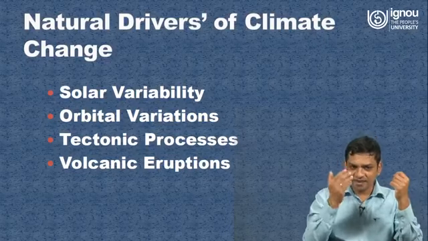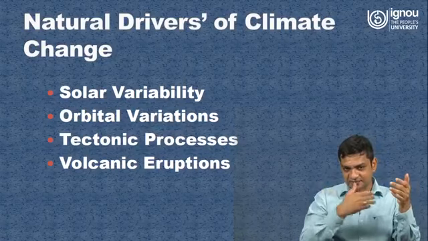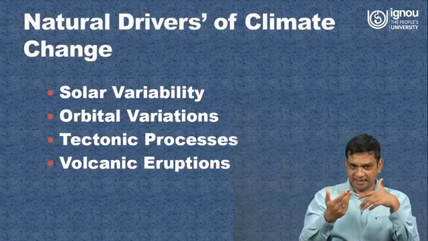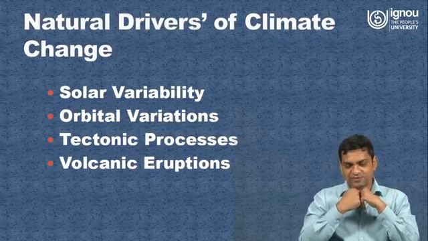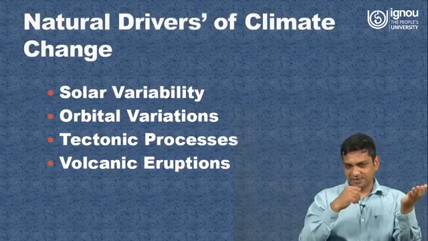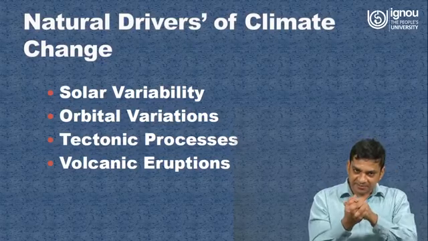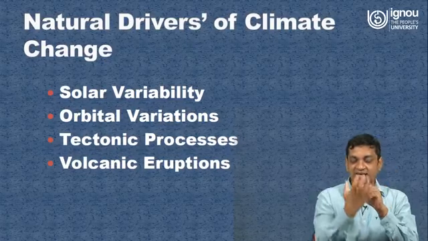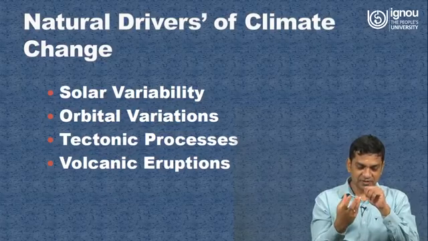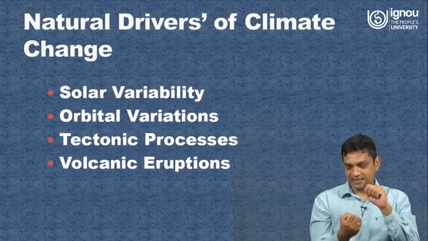and how this orbital variation also has influenced the climate. The next one is the tectonic processes, the land masses, even the movement of the plates, the lithospheric plates, that also can cause a change in the climate. The last one is the volcanic eruptions. In the recent past, if you see Mount Pinatubo 1993, this volcanic eruption releases a lot of gases into the atmosphere, gases rich in sulfur dioxide, volcanic gases, and that also can cause a change in the climate.